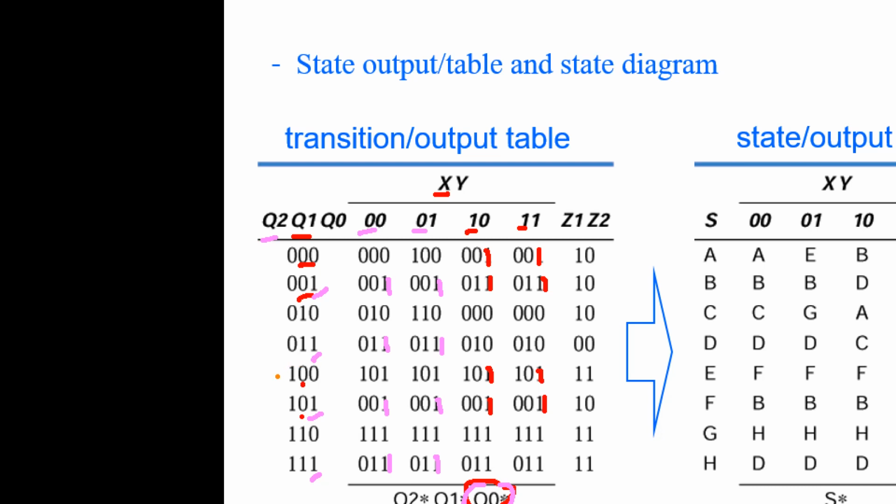Here. 1, 1, 1, 1. That means it's 1, 1, 1, 1. Okay, of this. Okay, if you use this method, you can fill this table faster.